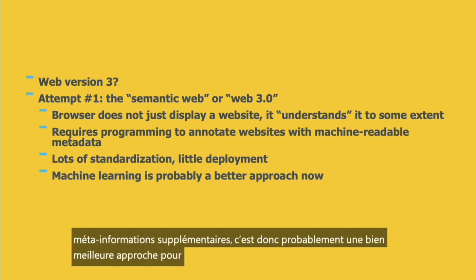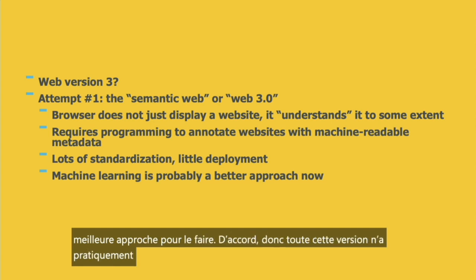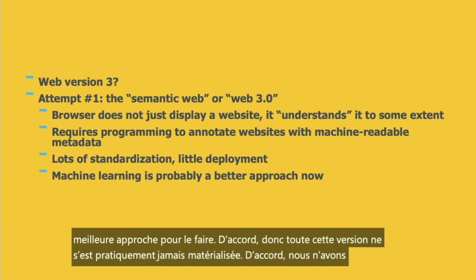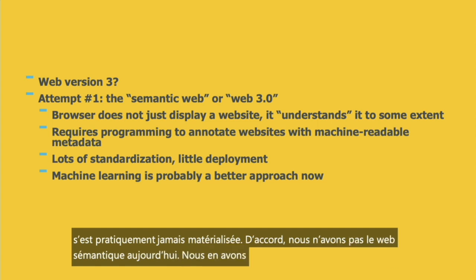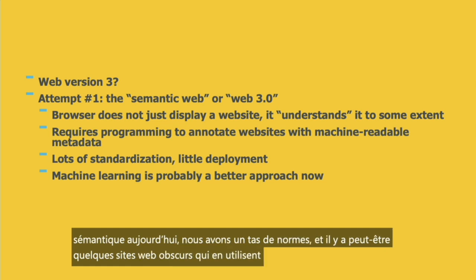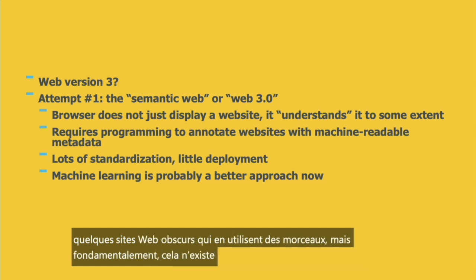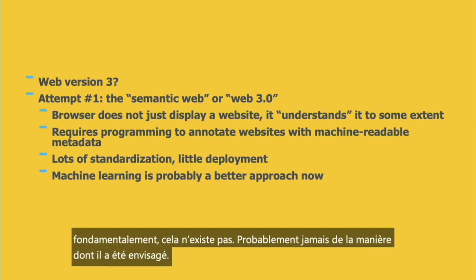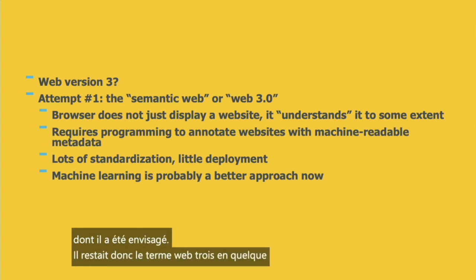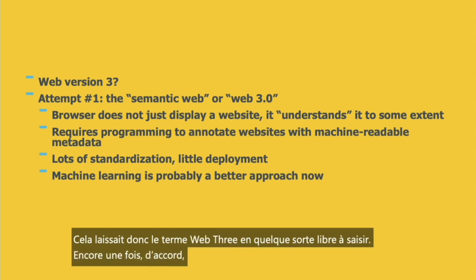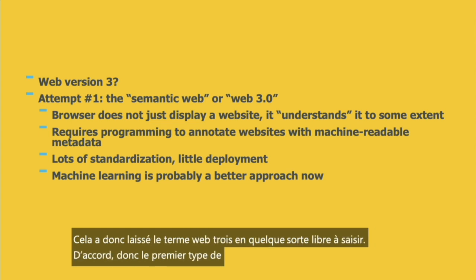So this whole version basically never materialized, okay? So we don't have the semantic web today. We have a bunch of standards, and there's maybe a few obscure websites that use pieces of it, but basically this doesn't exist, probably never will in the way that it was envisioned. So that left the term Web3 sort of free for grabs again. Okay, so the first kind of attempt at finding the next generation web failed.